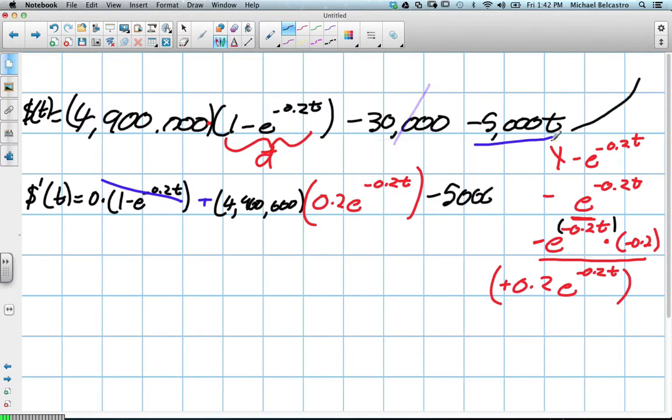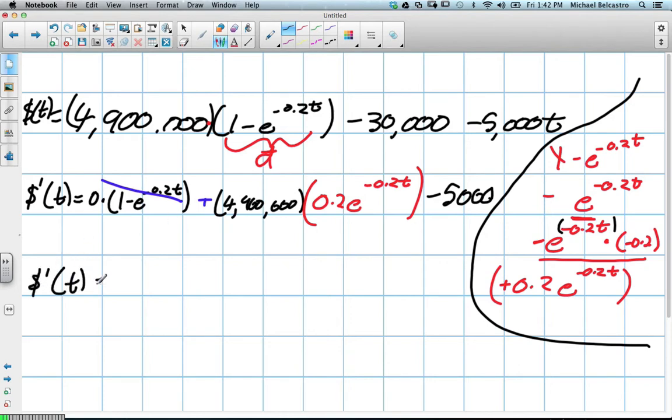Okay, kind of put this on the side. That was a side note we did. So now that we have that, let's simplify. The derivative of our money that had dropped off is equal to 4,900,000 times 0.2 e to the power of negative 0.2t minus 5,000.